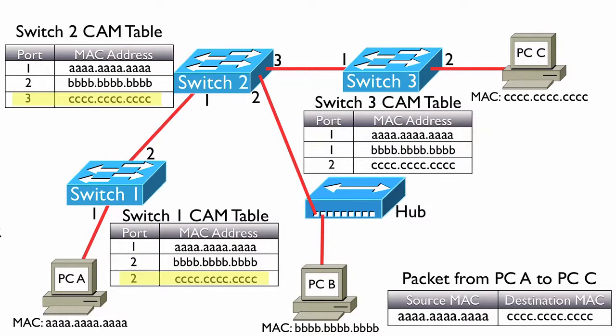It goes into switch 2. Switch 2 looks at the destination MAC address. It's all C's according to its CAM table. That's available only off of port 3. No need to send it out of port 2. We send it out of port 3 into switch 3. Switch 3 says, the all C's MAC address, I learned, that lives off of port 2, and it forwards it to the destination PC.